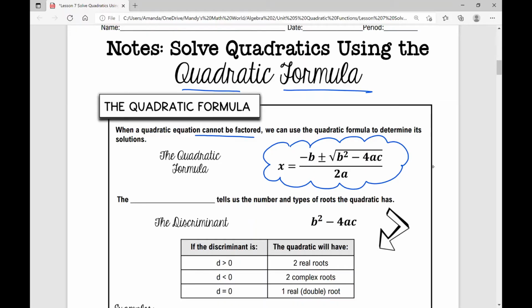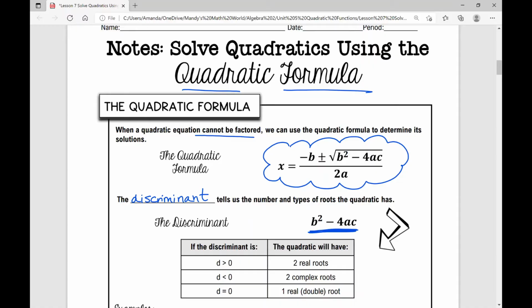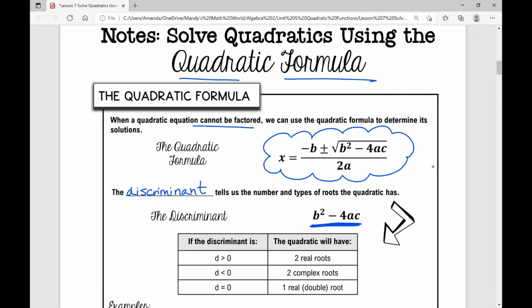We also have this little thing called the discriminant. And the discriminant is part of that quadratic formula. It's actually what's underneath the radical. It's this b squared minus 4ac. B squared minus 4ac, that's called the discriminant. That tells us the number and types of roots the quadratic has. So I'll tell you what that means.